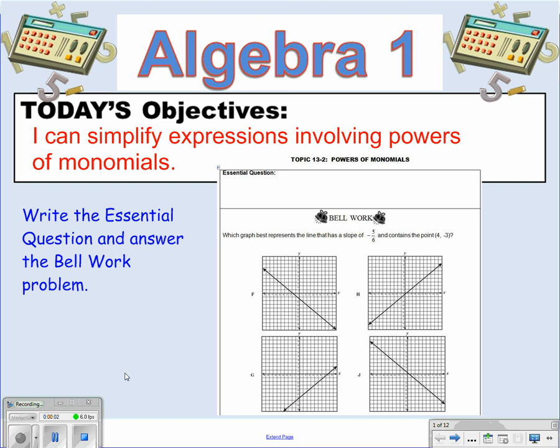This is topic 13-2, powers of monomials. Our objective for today is, I can simplify expressions involving powers of monomials.